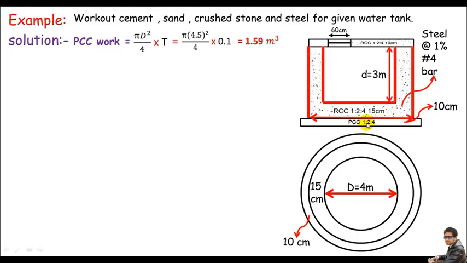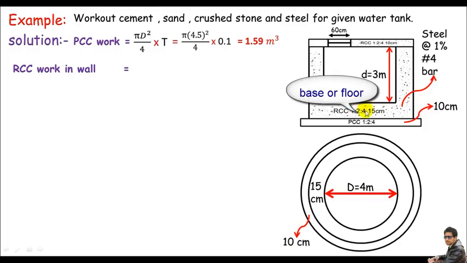My next approach is the RCC work in this base and in this wall. This is quite simple. But here is a problem. We have the base, which is over here, and the walls. I'll handle these separately. I'll call the base segment 1, and the wall segment 2. So I'll calculate the segment 1 volume first.